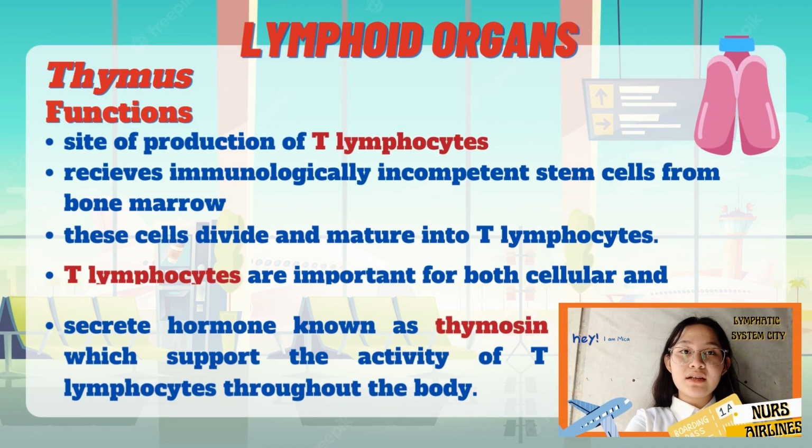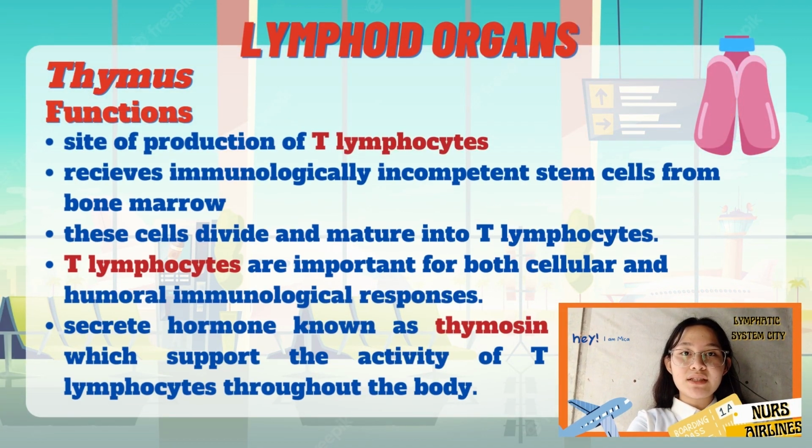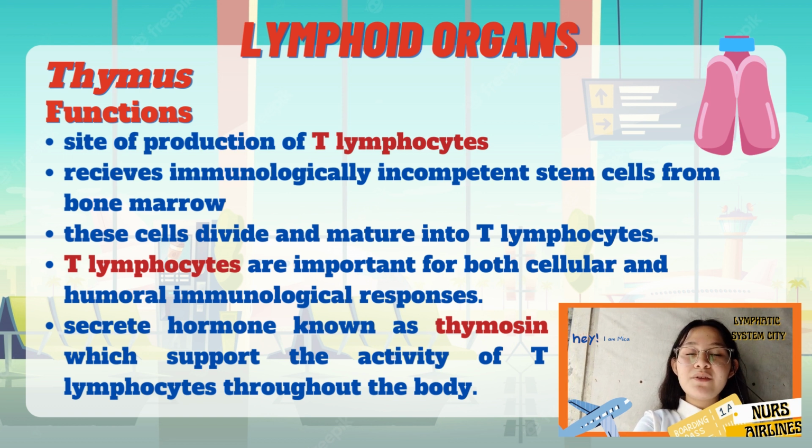Some of its functions include being the site of production of T lymphocytes or T cells, which help your immune system fight disease and infection. It receives immunologically incompetent stem cells from the bone marrow, and these cells divide and mature into T lymphocytes. T lymphocytes are important for both cellular and humoral immunological responses, which will be further discussed later. The thymus also secretes hormones known as thymosin, which support the activity of T lymphocytes throughout the body, or function in the programming of T lymphocytes so they can carry out their protective roles in the body. And that is it for the lymphoid organs.